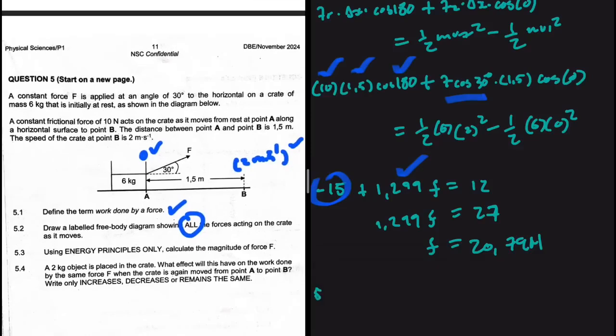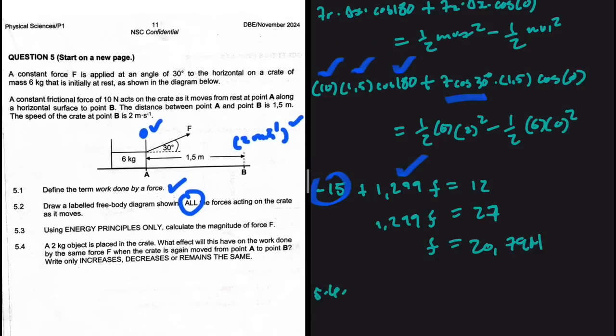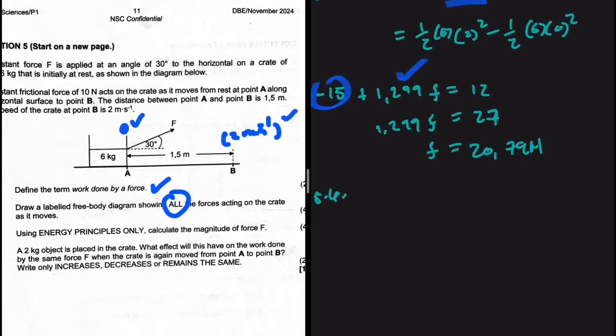Okay, and then 5.4, I want you to tell me the answer to this question. A 2 kg block is placed in the crate. What effect will this have on the work done by the same force when the crate is again moved from point A to point B? Only increases, decreases, or remains the same. So is the work done by the applied force going to increase or decrease when we add the 2 kg block on the crate, or is it going to remain the same? Let me know in the comments.